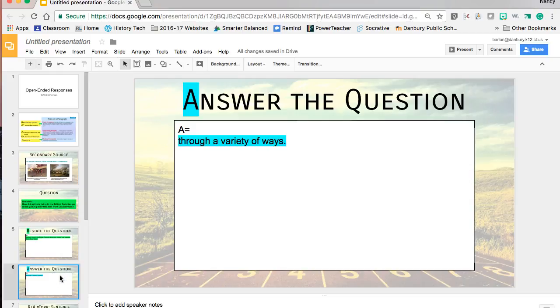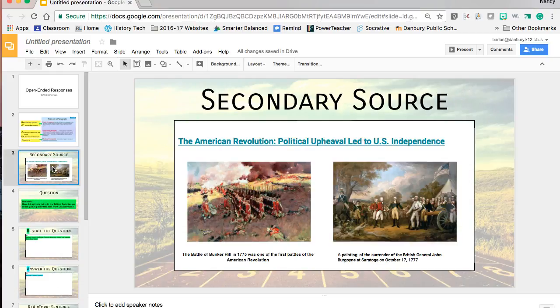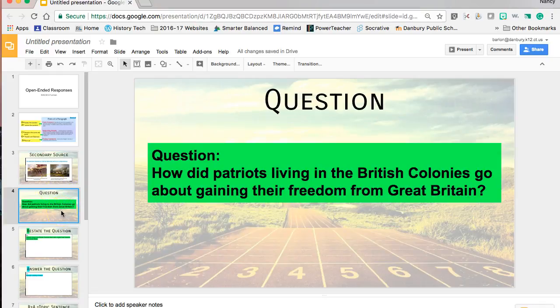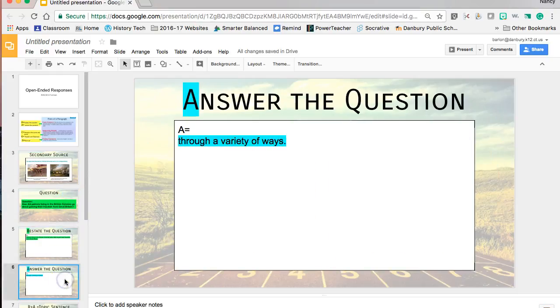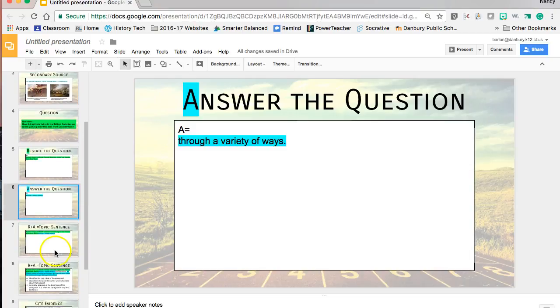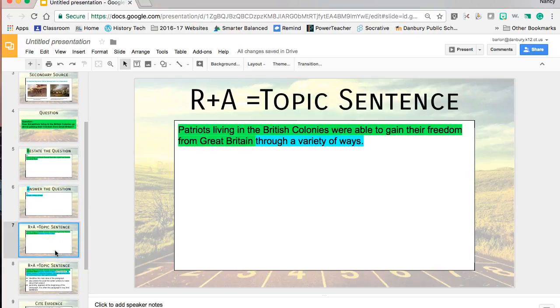Second part is you need to answer it. After going through my secondary source, I realized there were many ways that British colonists, what they did, their actions that they did to gain their freedom, according to this secondary source. So I said, just briefly, through a variety of ways. When you put those two together, you get your topic sentence. Patriots living in the British colonies were able to gain their freedom from Great Britain through a variety of ways.